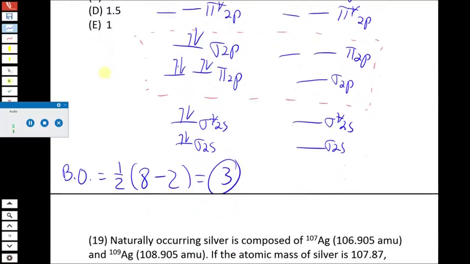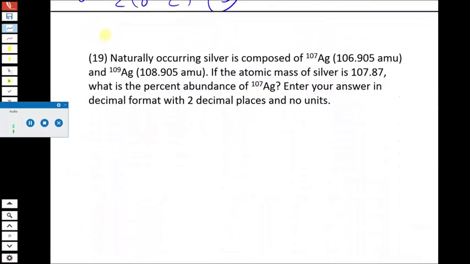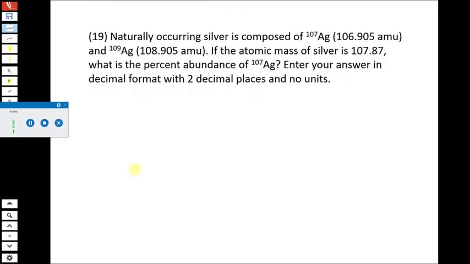All right. On to number 19. So if you're keeping track, we're on to Chapter 5, which deals with moles and stoichiometry. And the first major topic in Chapter 5, and there will likely be an exam question on this topic, is the definition of atomic mass.